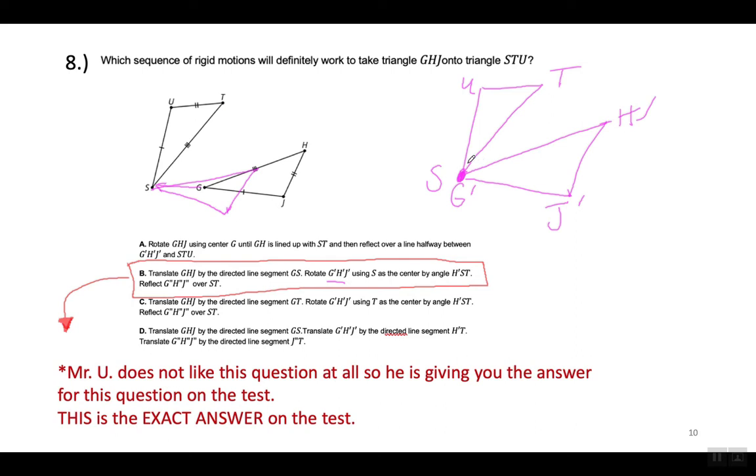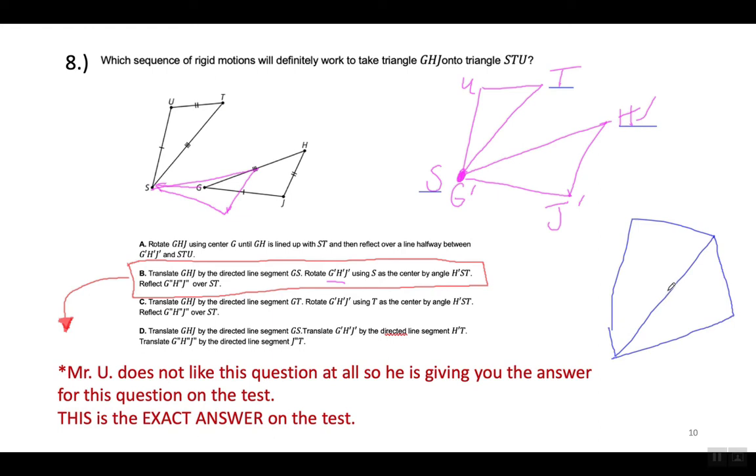So after I do that, they're telling me to rotate it using S as the center by the angle H prime ST. Let me change up the colors so I could point something out. They want you to rotate it using point S as the center of rotation by the angle H prime ST. By that angle, rotate it. When you rotate it by that angle, it's going to match up exactly. It's going to look like this. Once you close that gap, when you rotate it by that angle, it's going to close that gap.